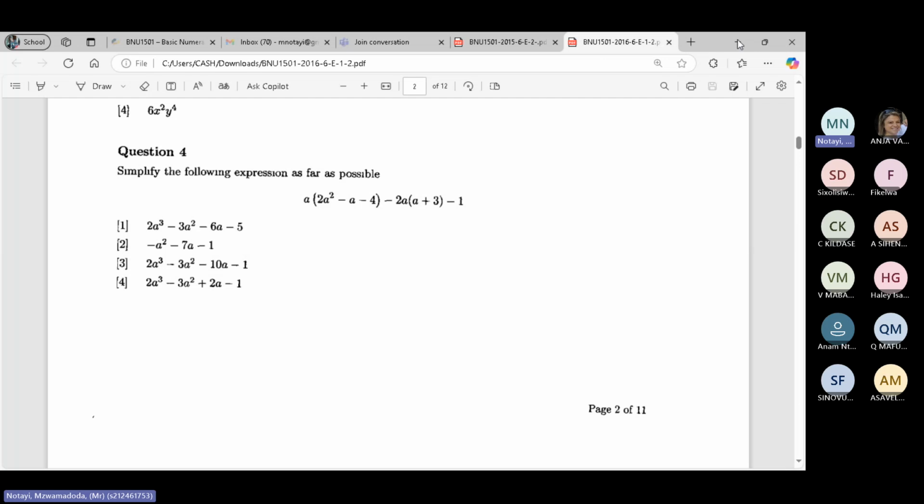I want you to do that number 4 quickly. So simplify the following expression as far as possible. We have a into bracket 2a squared minus a minus 4 close bracket minus 2a open bracket a plus 3 close bracket minus 1. So you're given the options as well.